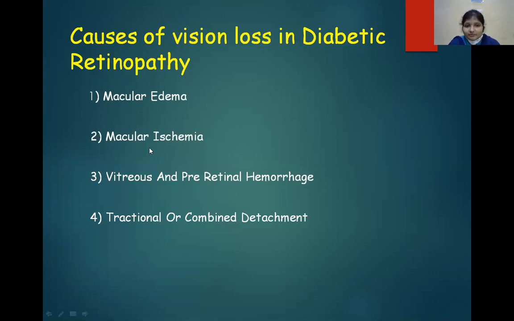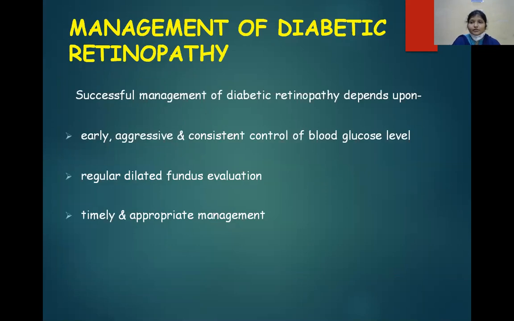So what are the various causes of vision loss in patients with diabetic retinopathy? As already mentioned, macular edema and macular ischemia are major causes of vision loss in patients with diabetic retinopathy. And vitreous hemorrhage or retinal hemorrhage, tractional or combined detachment can also lead to vision loss.